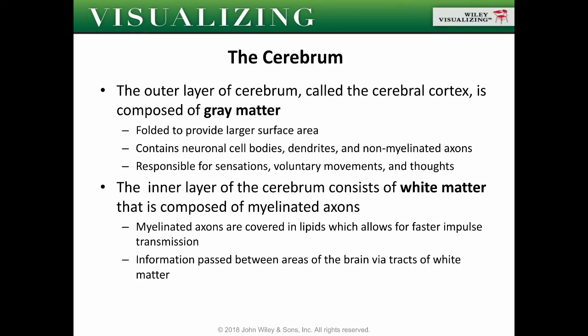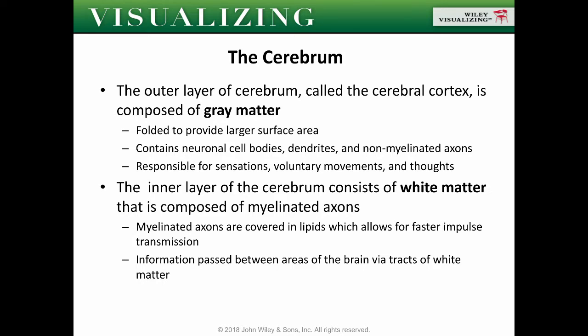The outer layer of the cerebrum, called the cerebral cortex, is composed of gray matter because it's gray in color, a darker shade, of course. It's folded, so that's the sulci and the gyri. It's folded to provide a larger surface area. It contains neuronal cell bodies, the dendrites, and the non-myelinated axons. That's why it's called gray matter, because the axons here are non-myelinated. It's responsible for sensations, voluntary movements, and thoughts.